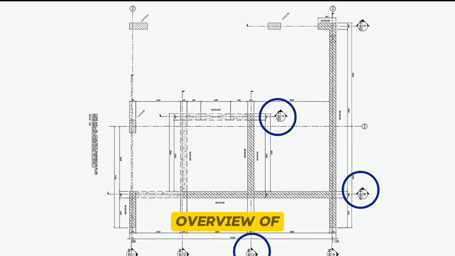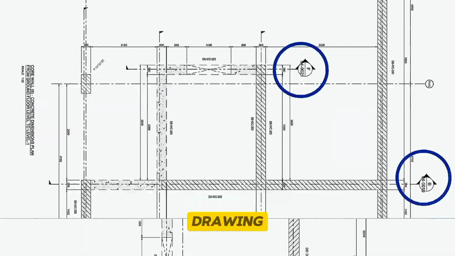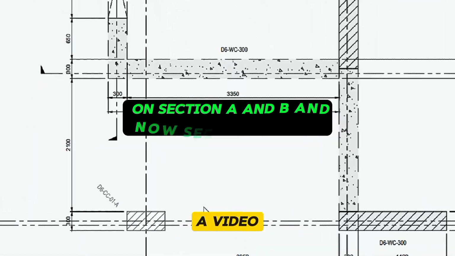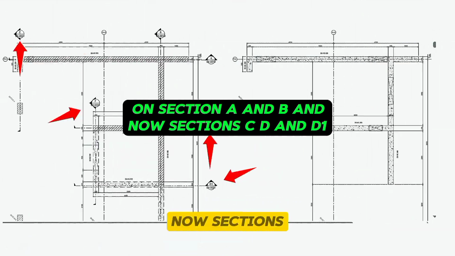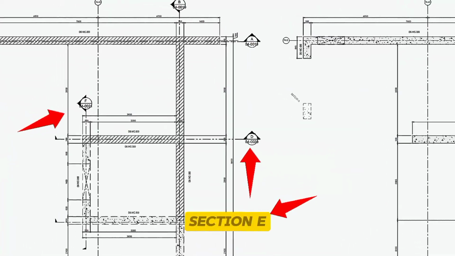You can see an overview of core wall. It has been divided into different sections to avoid difficulties in reading the drawing. In the previous tutorial, there was a video on section A and B, and now sections C, D, and D1 are included in section E and F.